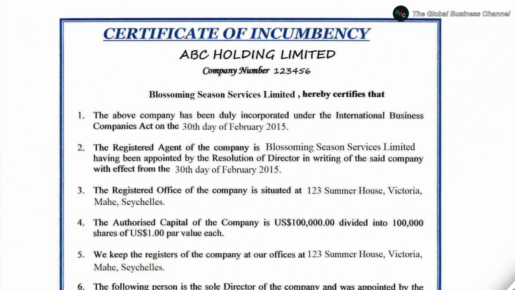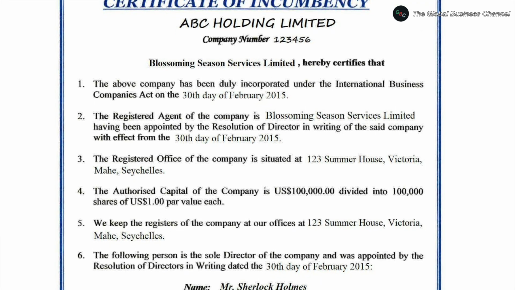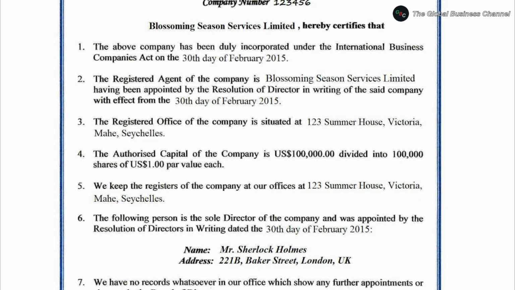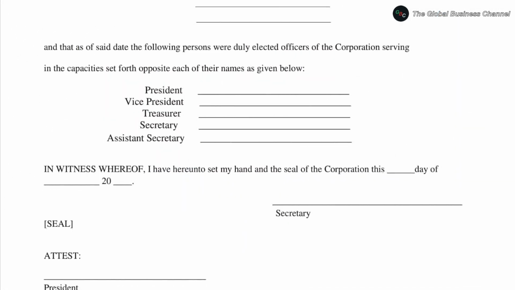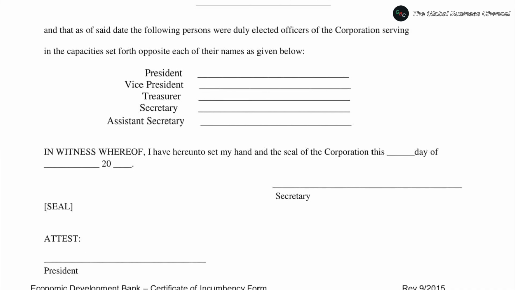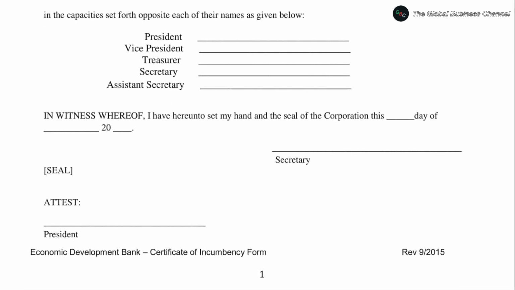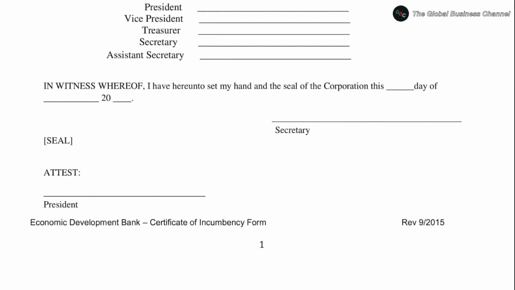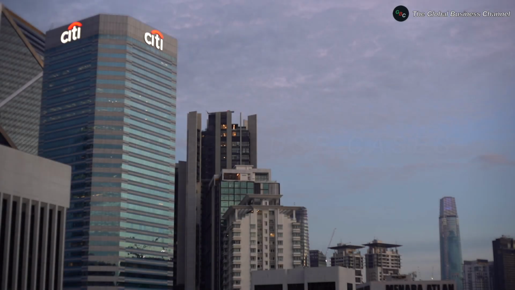And other company information, details such as the company's registration number, registered address, and sometimes the jurisdiction of incorporation. And lastly, certification statement. That is a statement certifying the accuracy of the information by an authorized individual, typically a company officer or secretary.